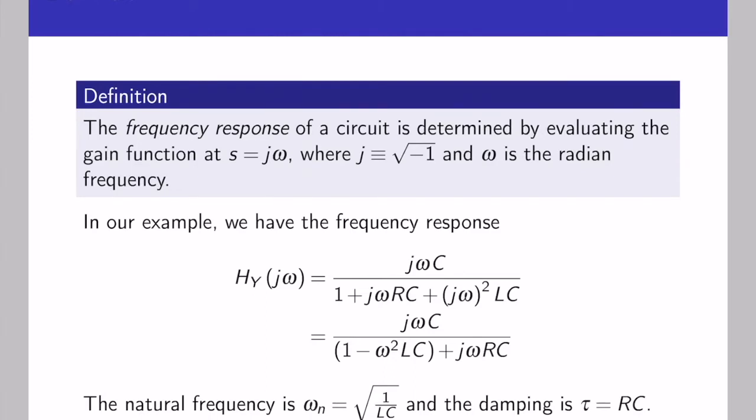Now, ω is the radian frequency, and we can now talk about other aspects of frequency which you may have used in your other classes. We can talk about the natural frequency ω_n, which is the square root of 1 over LC, and the damping time constant tau, which is equal to RC.